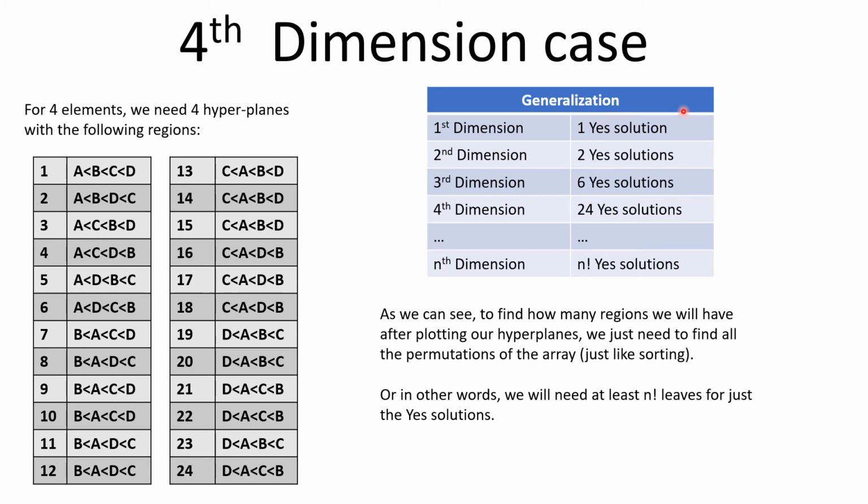So if we generalize, we see that in dimension 1 we just have 1 yes solution. For 2 dimensions we need 2, for 3 we need 6, for 4 we need 24, and we can appreciate the pattern here. This is actually the factorial. For example, for 4 it will be 4 times 3 times 2 times 1, which is 24. So for the nth dimension, we can say we'll have n factorial yes solutions.